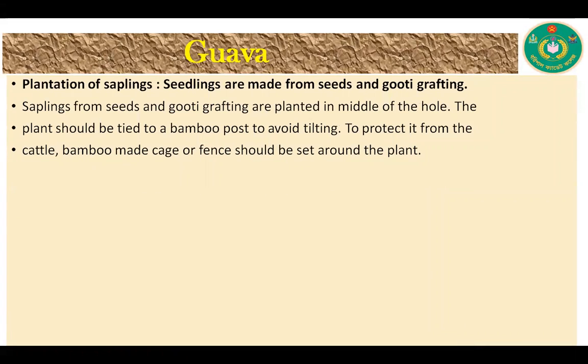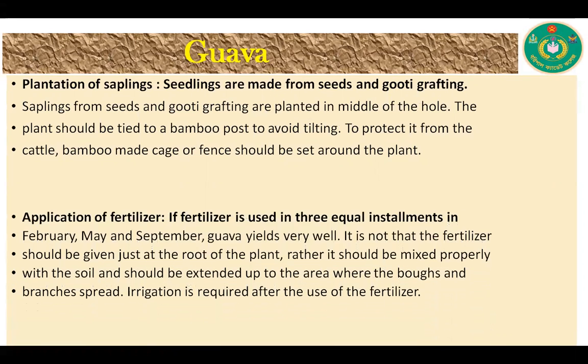Plantation of saplings. Seedlings are made from seeds and gootee grafting. Saplings from seeds and gootee grafting are planted in the middle of the hole. The plant should be tied to a bamboo post to avoid tilting. To protect it from cattle, a bamboo-made case or fence should be set around the plant.